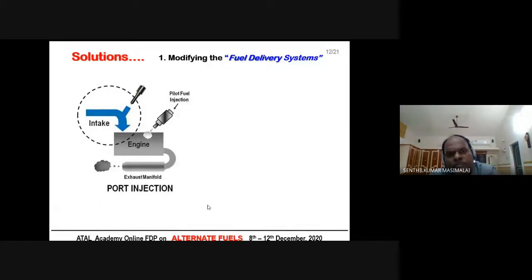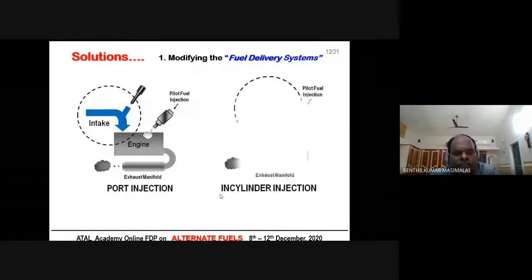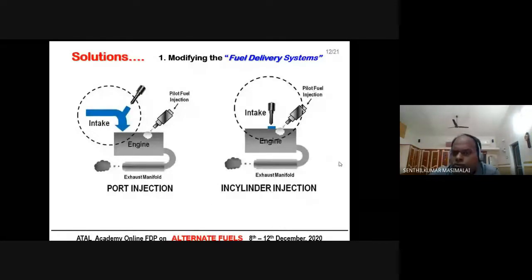For completely eliminating backfire and flashback, you can directly inject hydrogen inside the combustion chamber. So this is direct injection of hydrogen inside the combustion chamber. Directly injecting the hydrogen inside the combustion chamber will minimize the risk of flashback or backfire.